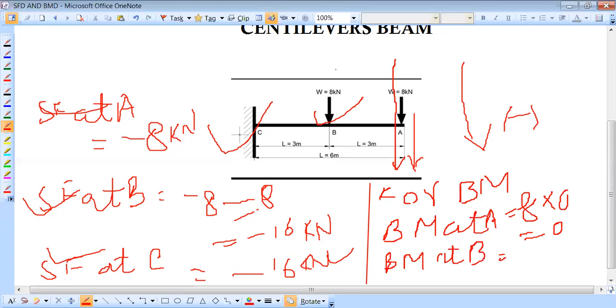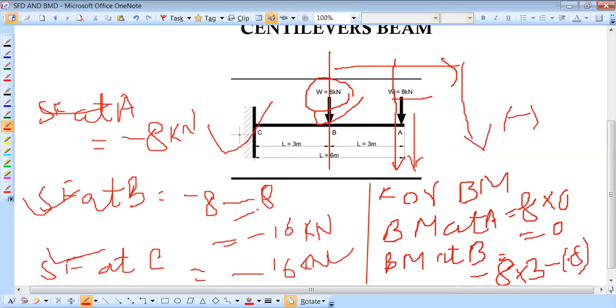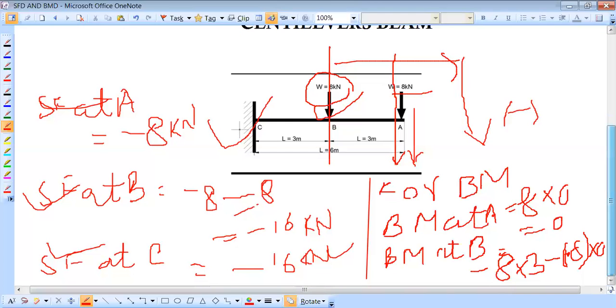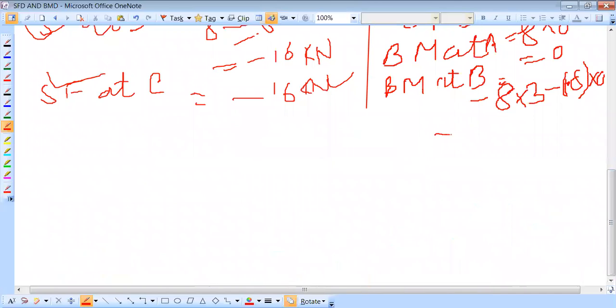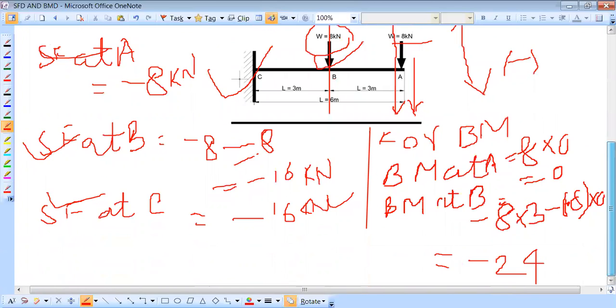Then again, BM at B: at this point you have to take into consideration the force on the right side. How much force? This one force, that means 8, and we take it as minus because the force is downward. The distance from B to A is equal to 3, so we multiply by 3. The force at B also contributes, but its distance is 0, so you get the value minus 24. So BM at B is equal to minus 24.